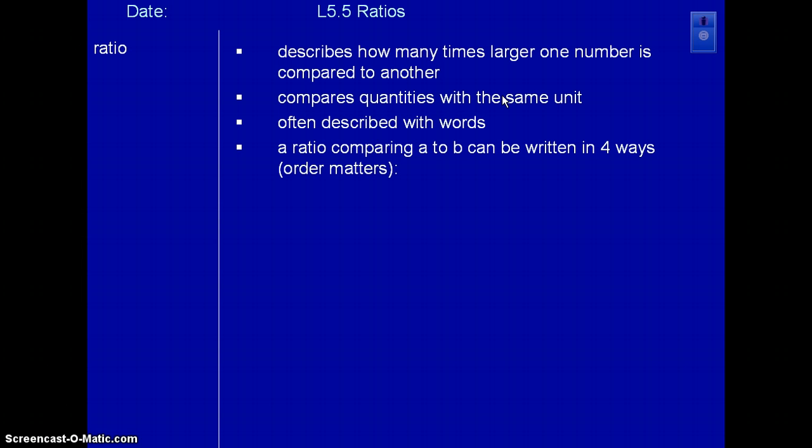The ratio comparing A to B can be written really in 4 different ways, where order does matter. A:B, where the colon is read as "to", A to B. We can compare it as a fraction, A over B, or A to B. We can take that fraction and write it as a decimal, and then we can also write it as a percent.